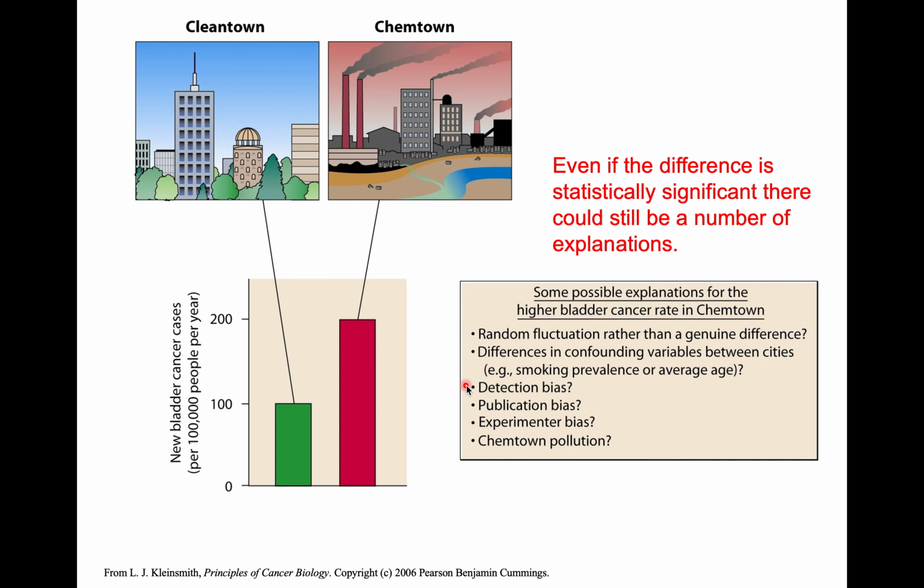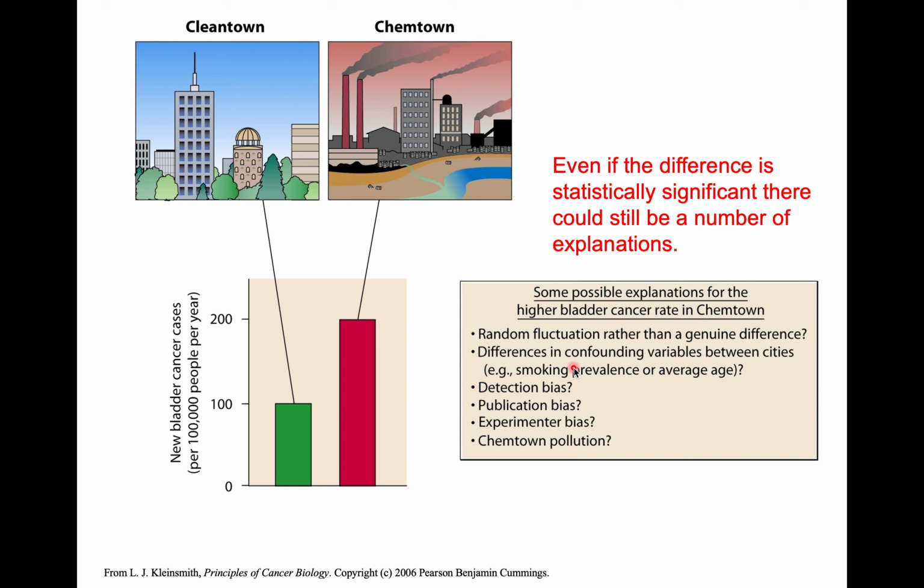If you're just using, let's say, publicly available data, maybe people in Chemtown get screened for bladder cancer more regularly than in clean town. So that would be a detection bias. There's what are called confounding variables. We'll talk some more about those. Maybe people smoke more in Chemtown, and of course, smoking contributes to all kinds of cancer, including bladder cancer.